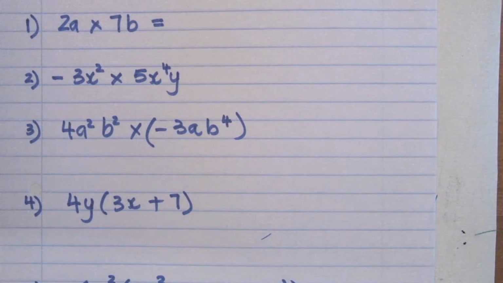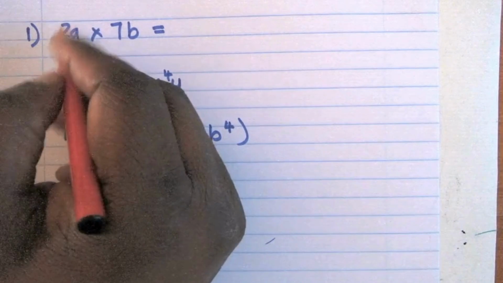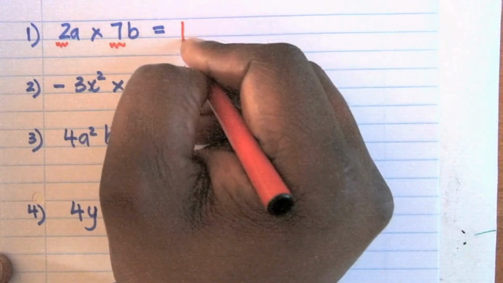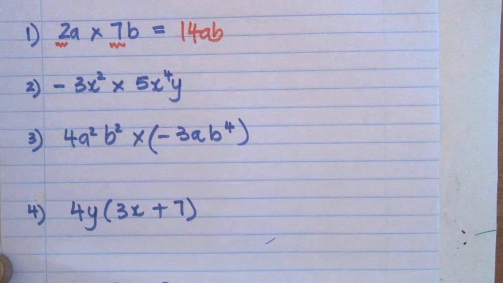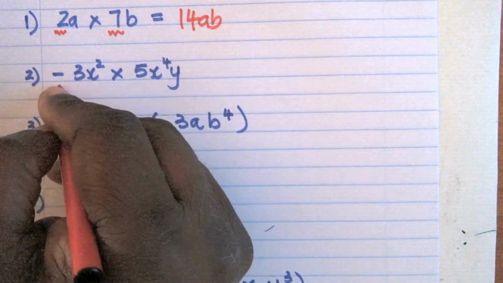In this lesson, we are going to look at multiplication of algebraic expressions. If I look at the first question that I have here, I must identify my coefficients, then I multiply them, and in this case I'm going to get 14, then I multiply the variables. When I move on to the next question, I do the same thing again.